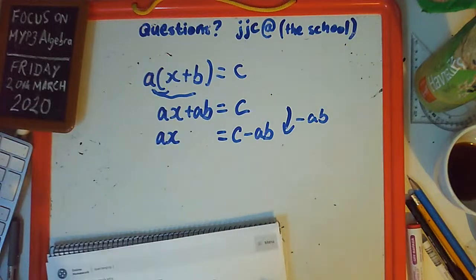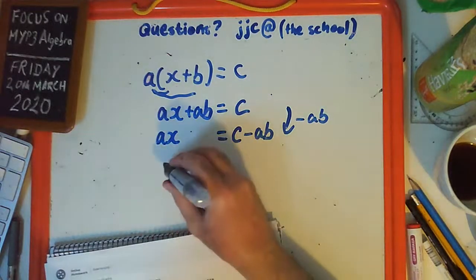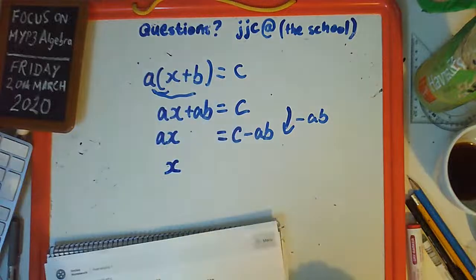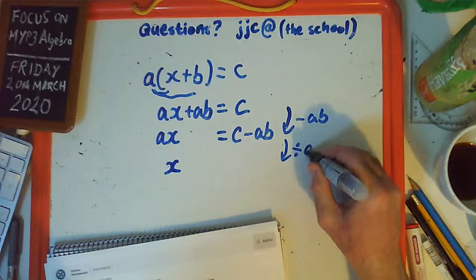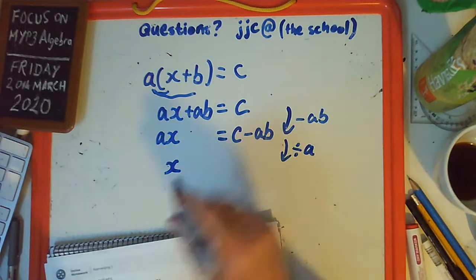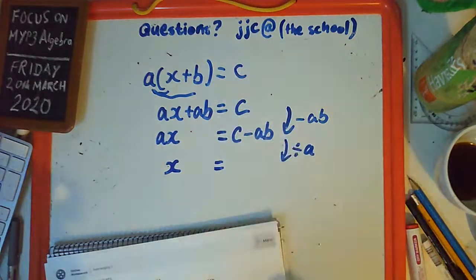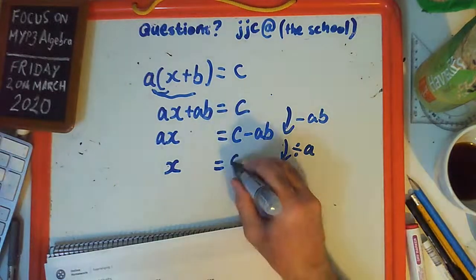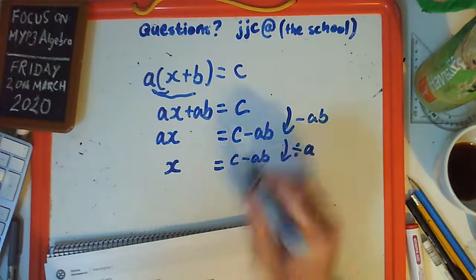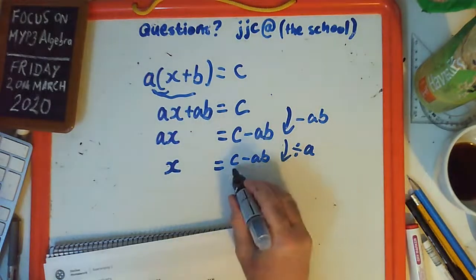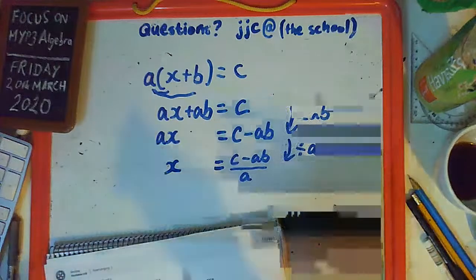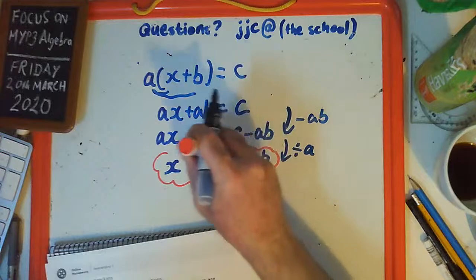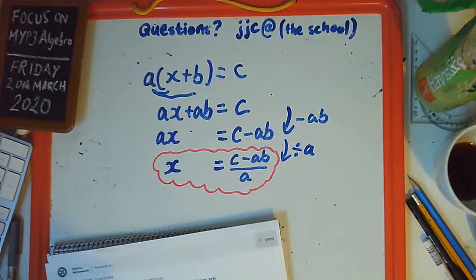Now, I don't want to know what a times x is. I want to know what x is on its own. So I'm going to have to divide it by a to get the x bit on its own. But because an equation is like a balance, I need to do exactly the same on the right-hand side as well. So I need to divide the right-hand side by a as well. And that gives me an answer. x equals c minus ab, all divided by a.